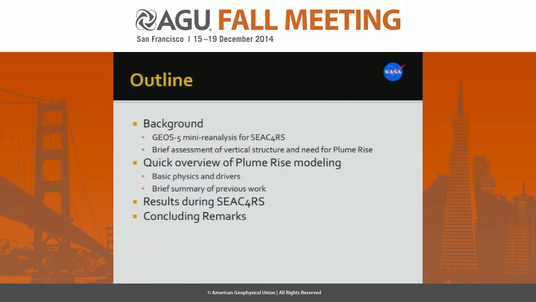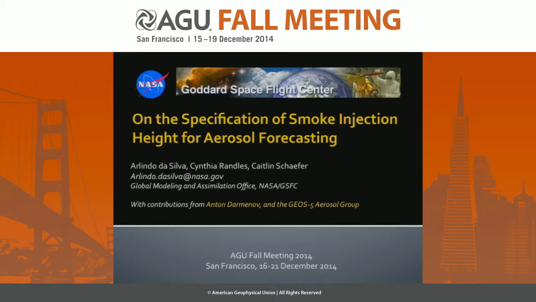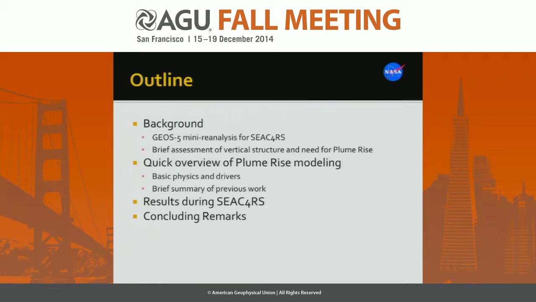Let's switch gears here. We're going to be talking about biomass burning in global models, and in particular, the specification of smoke injection height. I'm going to give a brief overview of the GEOS-5 mini reanalysis during CCARs and some assessment of the vertical structure of the aerosol extinction.